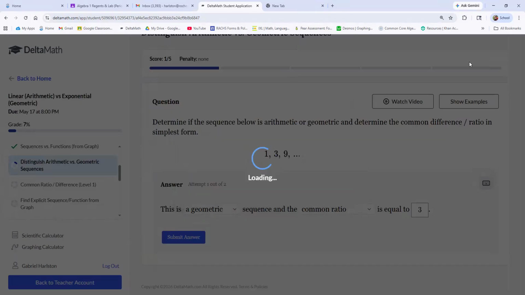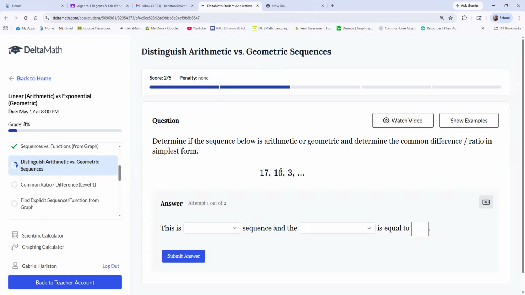All right, let's go. What else we got here? Let's do a couple more. All right, how much time do we got? That's about 5:30.